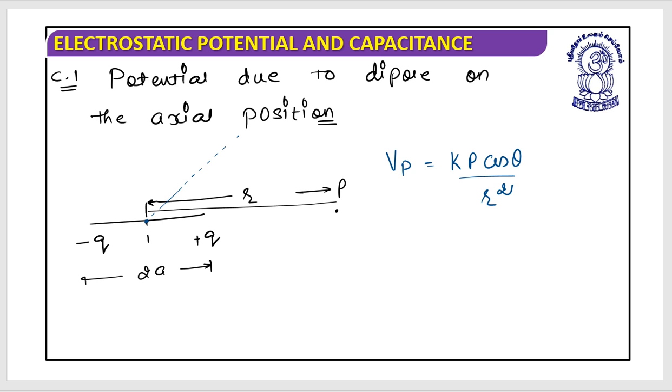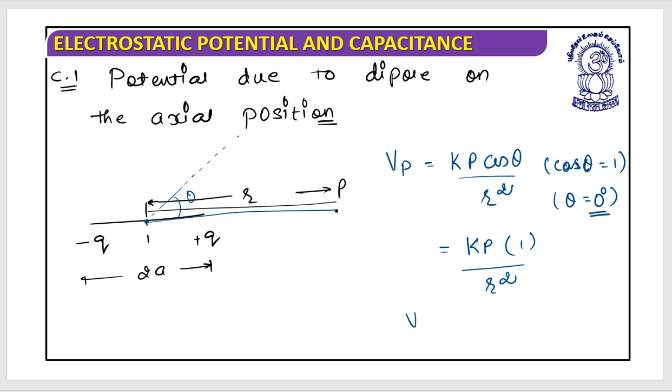Our diagram was looking something like this. Now this point has been shifted to this position only. So in this case cos θ should be equal to 1, because θ is equal to 0 degrees. If I replace this, k p into 1 divided by r², this is the potential due to dipole on the axial position: k p by r². Are you done with this? Yes, so this is k p cos θ by r².